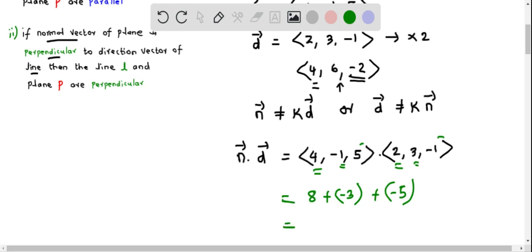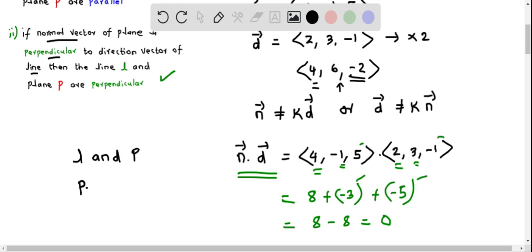So we now see that we have 8, and negative 3, negative 5 is negative 8. So we get 8 minus 8 equals 0, and this means the dot product is 0. That implies the normal vector and the d vector are perpendicular. So according to this fact, since the normal vector and the direction vector are perpendicular, the line L and plane P are perpendicular to each other.